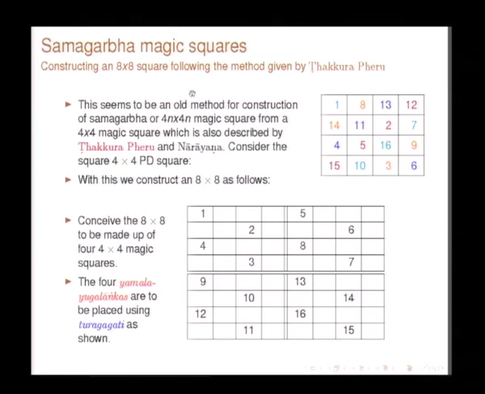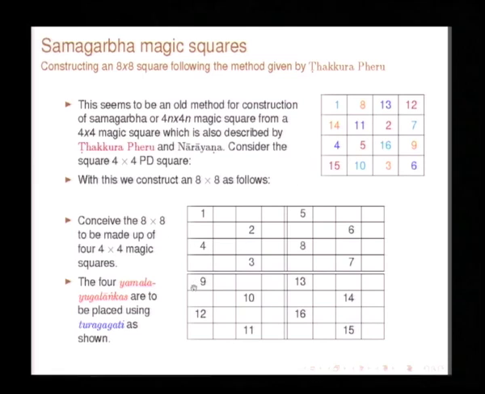So, Samagarbha magic squares, so suppose we have an 8 by 8. This Thakkara Peru, as I was mentioning earlier, has discussed this magic square in his Ganita Sara Kaumudi. So, that is the text. It is composed around 1300 AD, and he prescribes a method by which one can construct 8 by 8 from 4 by 4.